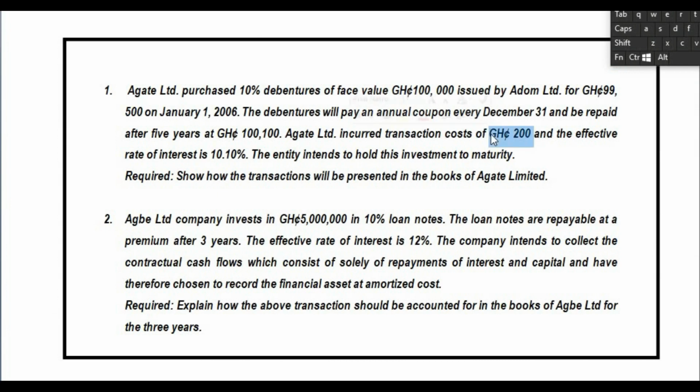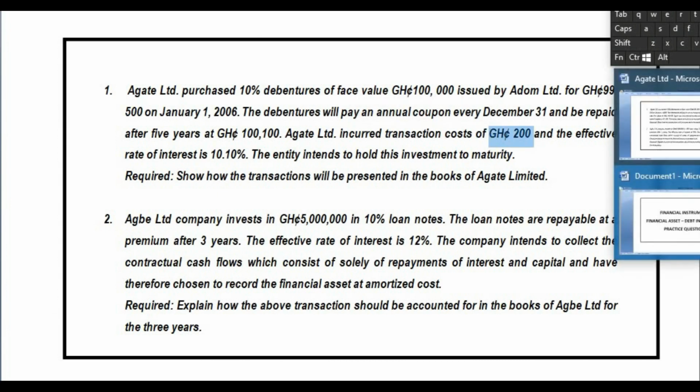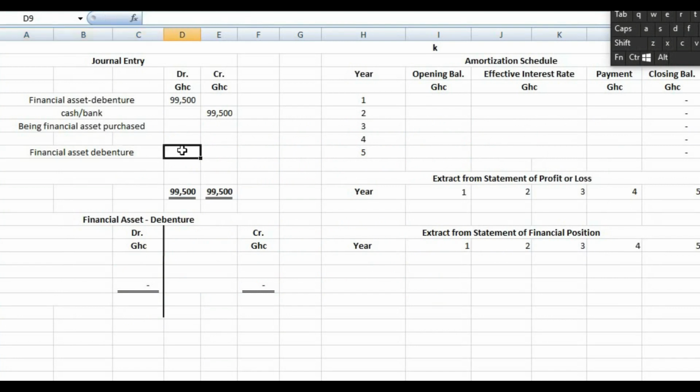So let's check it out here. It is 200 Ghana cedis. And then we credit cash, probably cash or bank. So kindly try the narration and let me see. You can comment it down below. Let me see different varieties of how you are going to give narration to the transaction cost. So here we pass a journal to recognize our financial assets at inception.